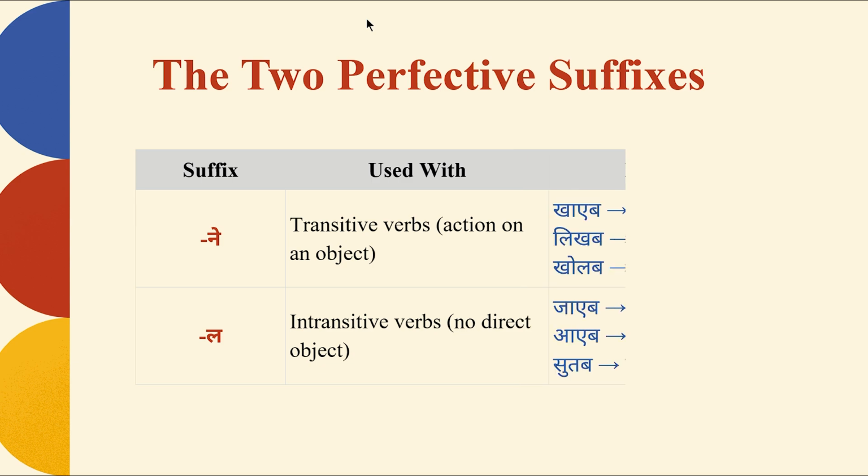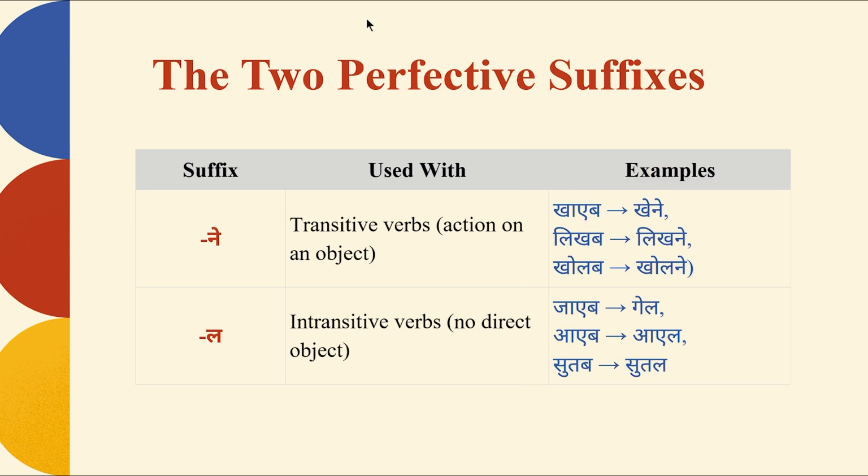Okay. So what are the two perfective suffixes? With transitive verbs, where the action is directly towards some object, we have the perfective suffix ne. So something like khaib will become khaine, likhab will become likhne, kholab will become kholne. But with intransitive verbs, which have no direct object, we add the suffix la, as in jaib will become gale, aib will become ail, sutab will become sutal.